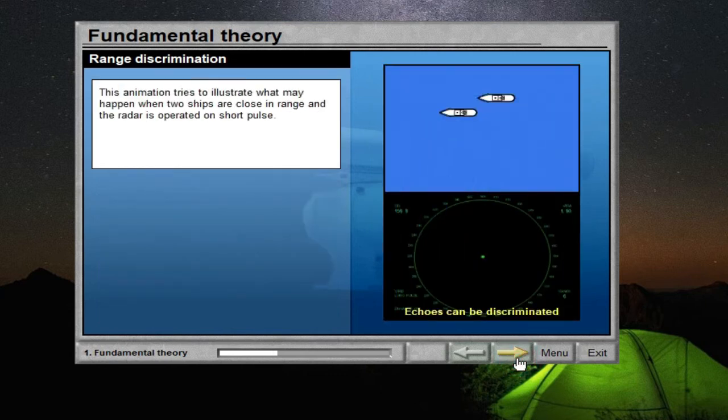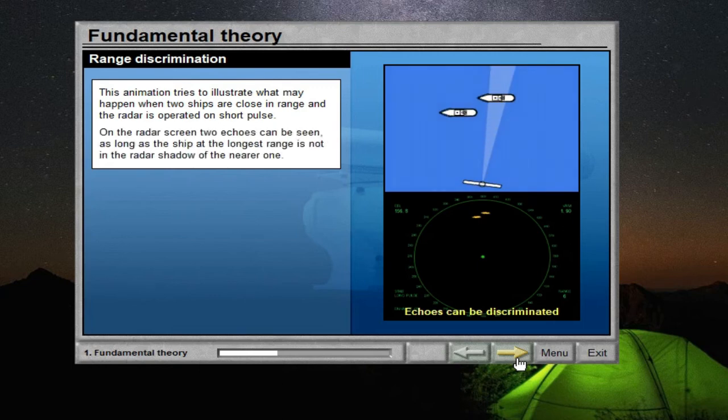This animation tries to illustrate what may happen when two ships are close in range and the radar is operated on short pulse. On the radar screen, two echoes can be seen, as long as the ship at the longest range is not in the radar shadow of the nearer one.